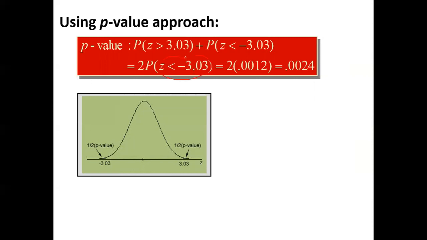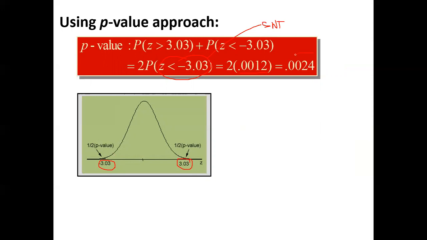This one we are going to refer to the standard normal table, or the Z distribution table. So we get 0.0012 times 2, then we get 0.024. When you draw the graph, negative 3.03 is here, and 3.03 is here. So the value is 0.024.